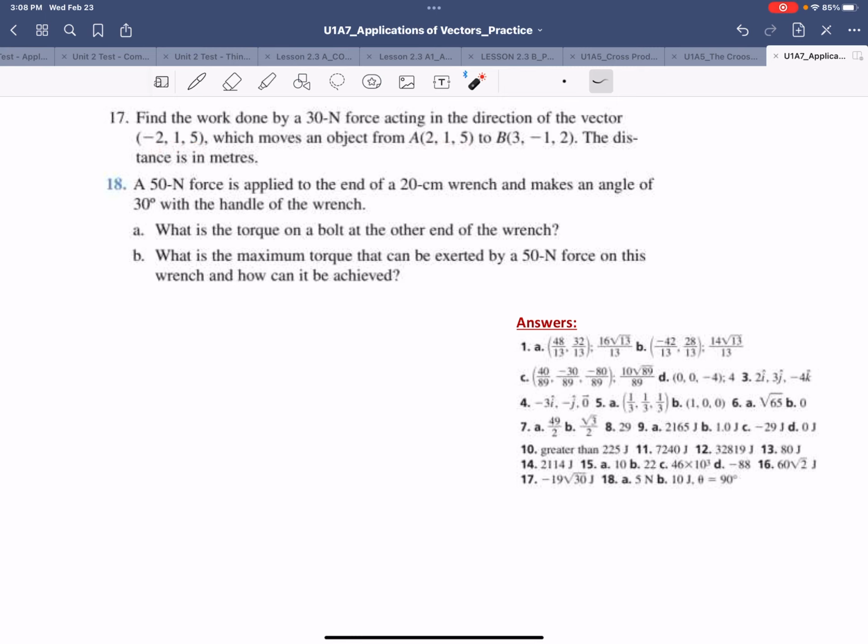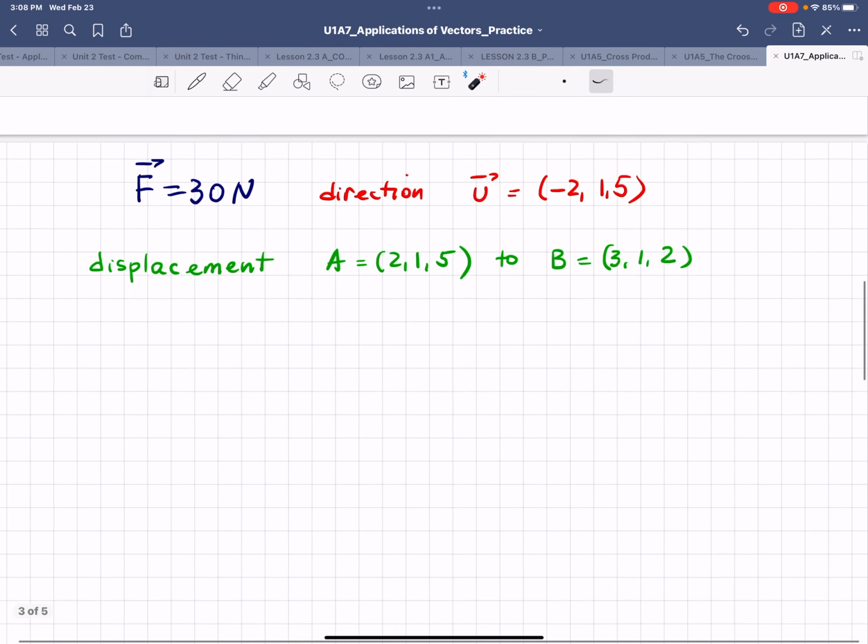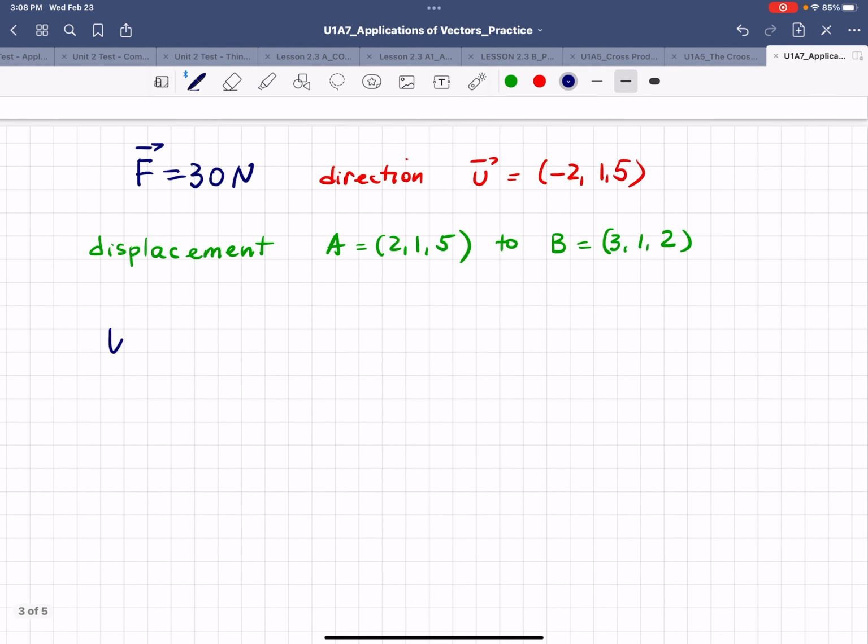We need to know the work done, which means that we're starting with the work formula. Work is given as the dot product of force and displacement. To find the dot product, which is the algebraic product of the two vectors, we need to express both force and displacement in vector form. So we're going to start off with the force. All we know about it is that the magnitude is 30 newtons, and very importantly, the direction of it will follow the direction of vector u.